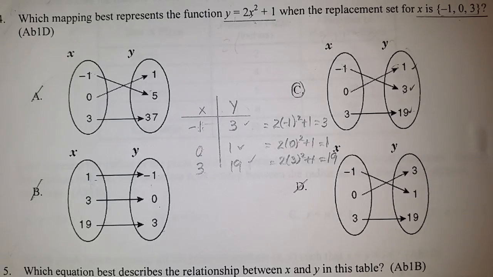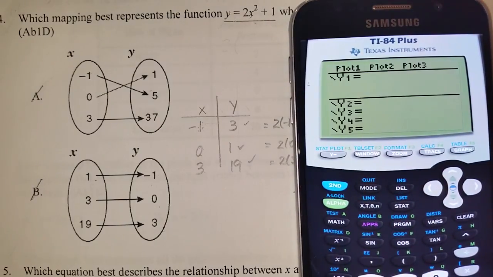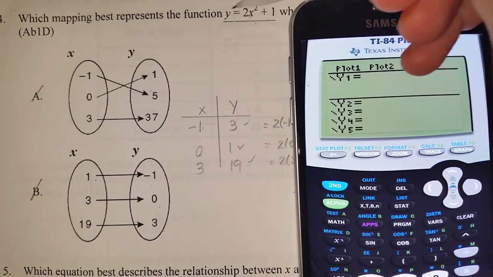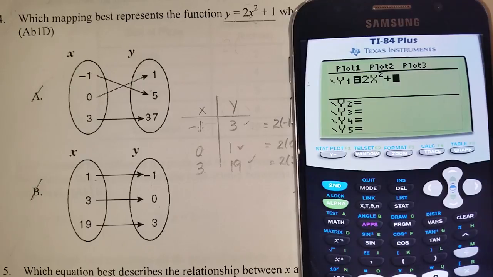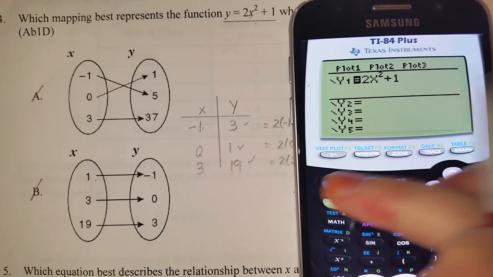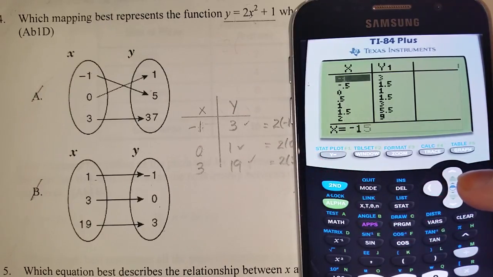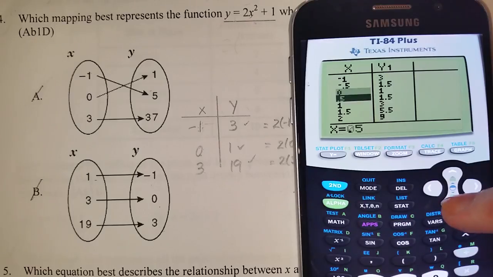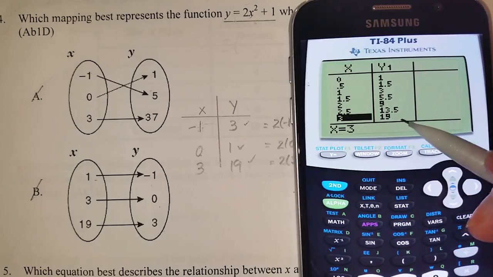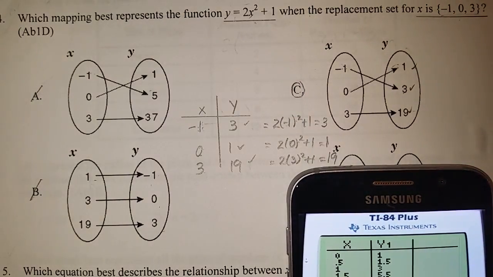And one more time, the other way of approaching this would be, again, to put this function into the calculator. So 2x to the second power plus 1. And one more time to go to the table because we're dealing with values here. And we're only looking at these x values. So let's go to x equal to -1. Y is 3. For 0 for x, we get 1 for y. And for 3 in x, we get 19 for y. And that corresponds to the map in C.